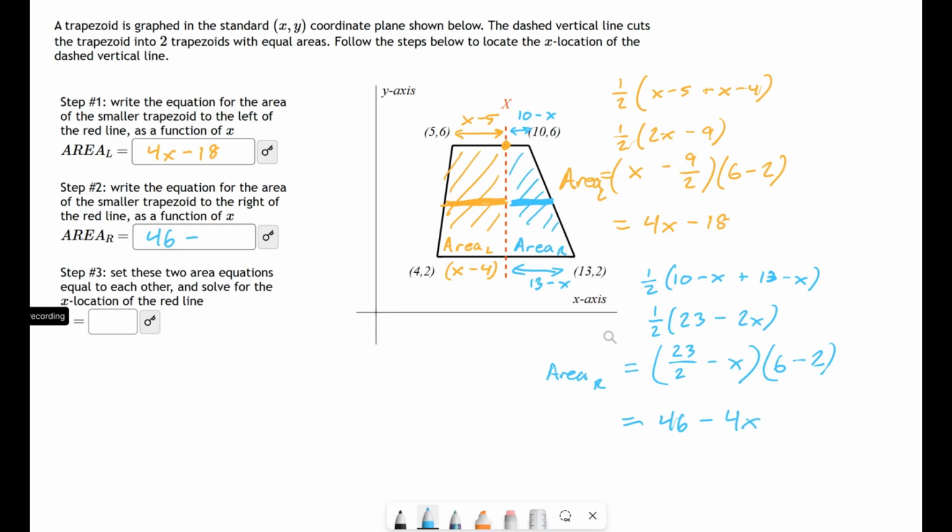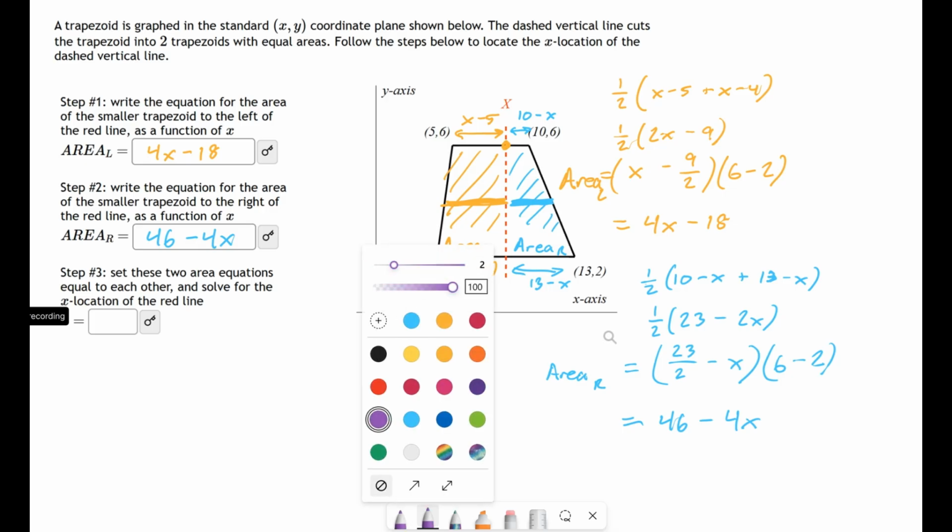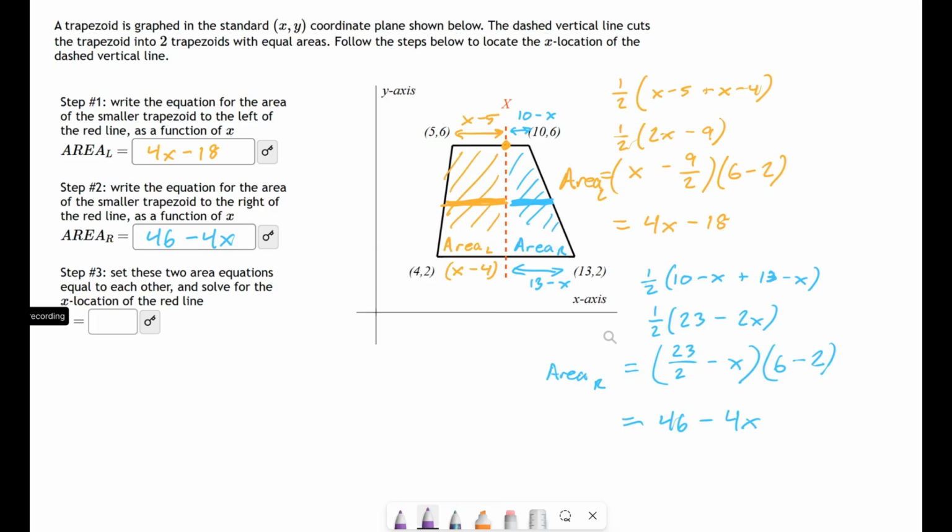46 minus 4x. And now to figure out how these things are equal to each other, I'm saying they have to be equal to each other. Those two portions are just two equations where we say 4x minus 18 equals 46 minus 4x. So we add the x's over to one side, we add the 18 over to the other. It's going to be 8x equals 64. So I get x equals 8 as my answer.